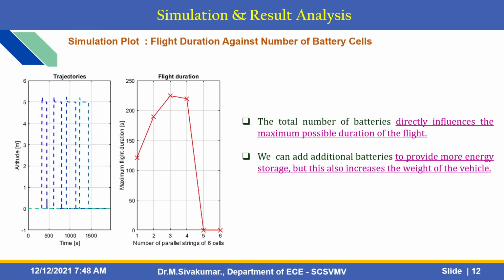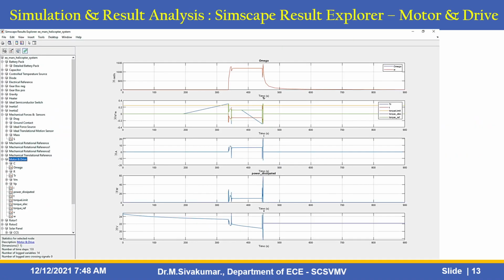The next one, the simulation plot of flight duration against the number of battery cells. This figure shows the altitude versus time and the number of parallel strings of six cells with maximum flight durations. The total number of batteries directly influences the maximum possible duration of the flight. We can add additional batteries to provide more energy storage, but this also increases the weight of the vehicle. Okay, these are the Simscape result analyses. The Simscape Result Explorer with the motor and drive block, we will discuss later.